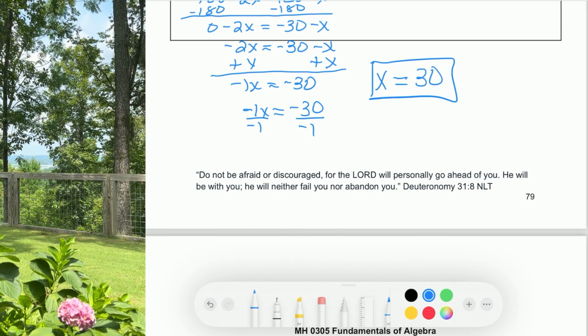Do not be afraid or discouraged, for the Lord will personally go ahead of you. He will be with you. He will neither fail you nor abandon you. Deuteronomy 31:8. I hope this verse has been encouraging to you in this section.